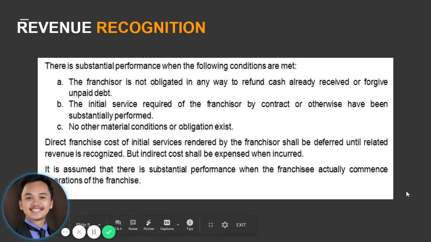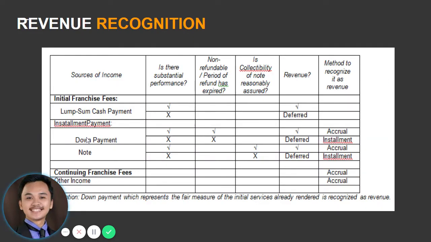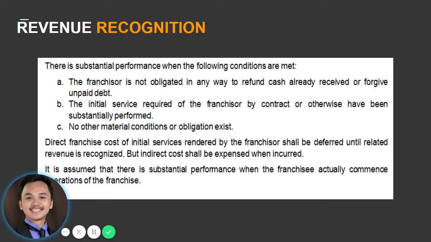Okay, let's continue. When can we say that there is already substantial performance? This is our basis when recognizing initial franchise fees, whether yes or no, if we already have substantial performance. So when can we say that the franchisor has already substantially performed? It's when the franchisor is not obliged in any way to refund cash already received or forgive the unpaid debt, the initial services required of the franchisor by contract or otherwise have been substantially performed already, or no other material conditions or obligations exist.